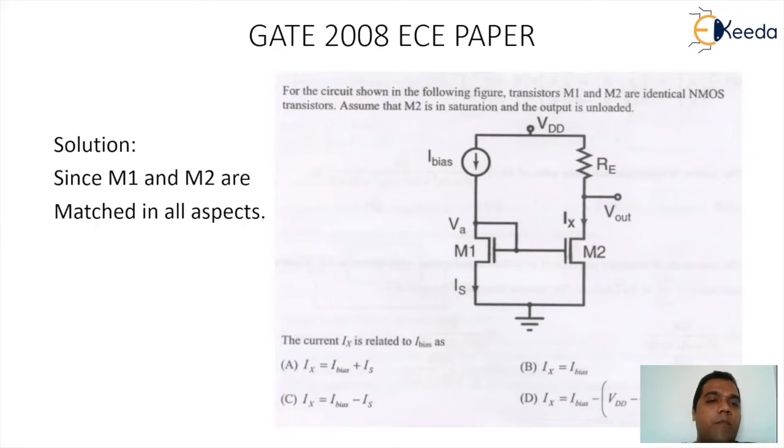So since M1 and M2 are matched in all the aspects and they are also arranged in the form of current mirror, we can say that both the drain currents are going to be same. Drain current for the first MOSFET is I bias and drain current for the second MOSFET is Ix. So automatically, if both of them are matched, I can easily say I bias is going to be equal to Ix. Next question. This is from the GATE 2007 EC paper.